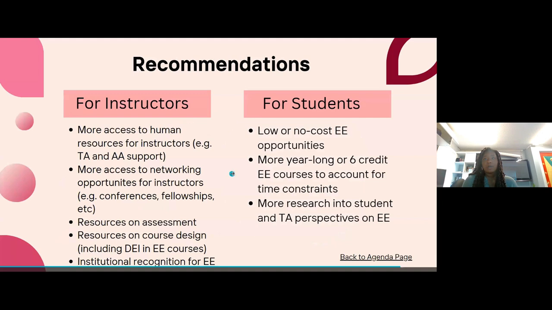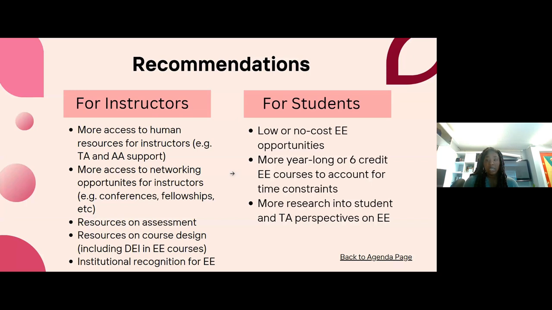And so we'll conclude our presentation with a list of recommendations on how to improve the state of EE at UBC. These recommendations are largely based on the barriers and facilitators identified by students and instructors in our research collection process. Firstly, there is clearly a need for more access to human resources for instructors, like TA and AAA support. Because these positions are often occupied by students, they can also serve as a de facto form of experiential education in and of themselves. So you're kind of killing two birds with one stone in that regard.